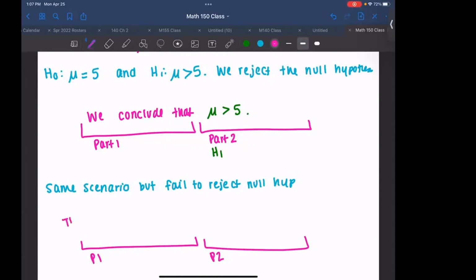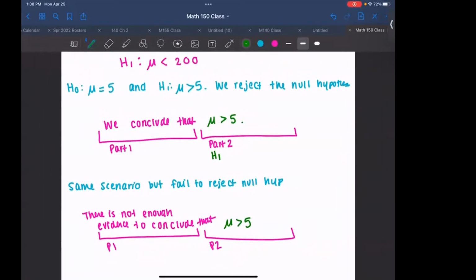Yes, there is not enough evidence to conclude that. And what goes in part 2? Alternate hypothesis, same thing. Mu is bigger than 5.